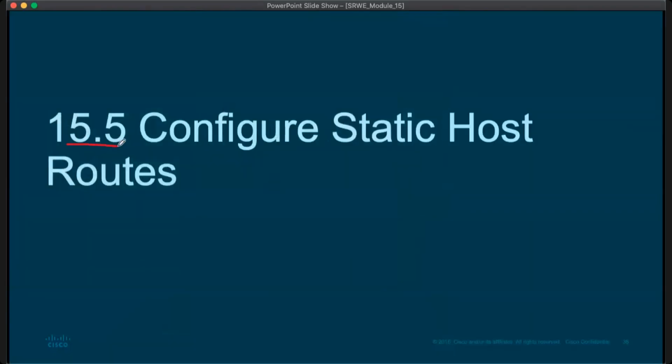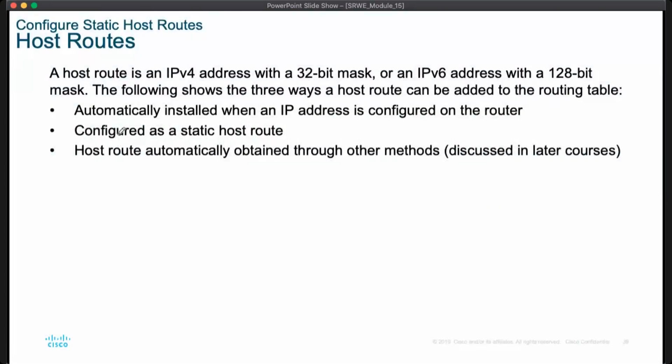15.5, configure static host routes. A host route is an IPv4 address with a 32-bit mask or an IPv6 address with a 128-bit mask. The following shows the three ways a host route can be added to the routing table: automatically installed when an IP address is configured on the router, configured as a static host route, or obtained automatically through other methods.